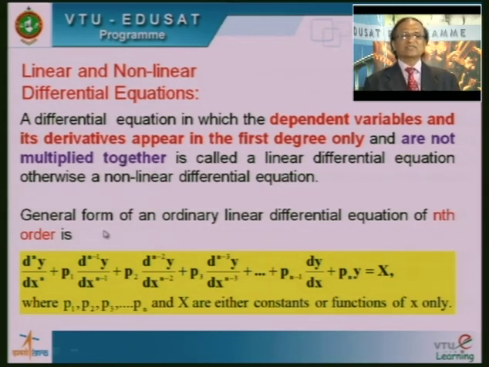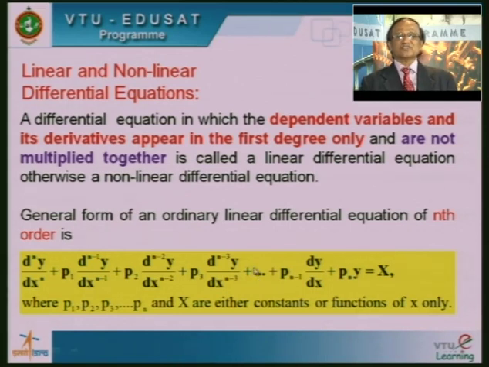I am able to write down the general form of an ordinary linear differential equation of nth order. How are we going to write it down? In this form we write d raised to n y upon dx raised to n plus p1 into d raised to n minus 1 y divided by dx raised to n minus 1 plus p2 into d raised to n minus 2 y divided by dx raised to n minus 2 plus p3 into d to the power n minus 3 y divided by dx raised to n minus 3 plus so on.